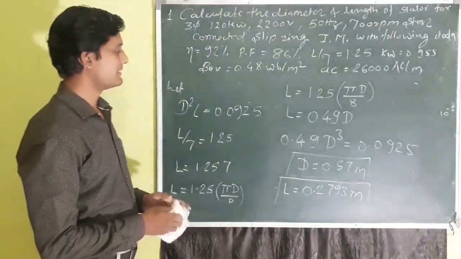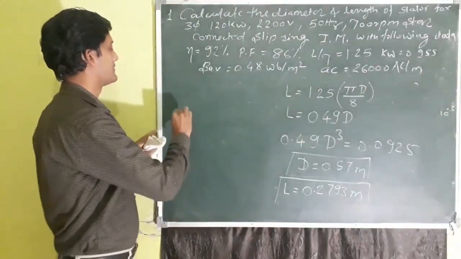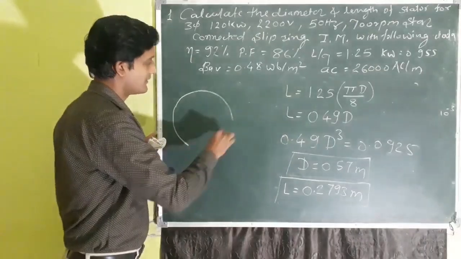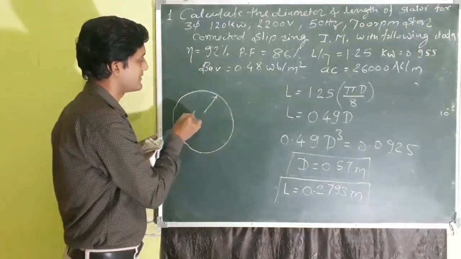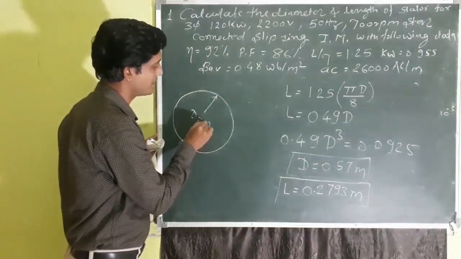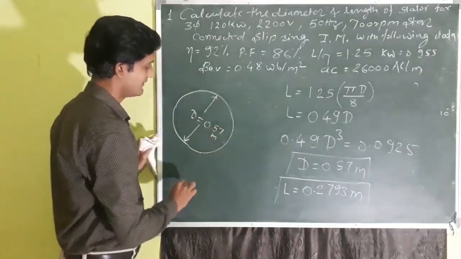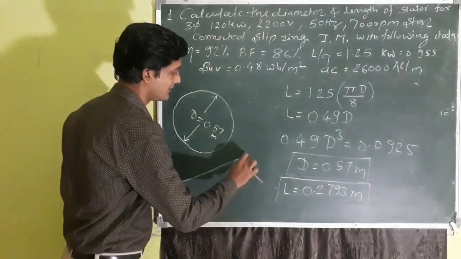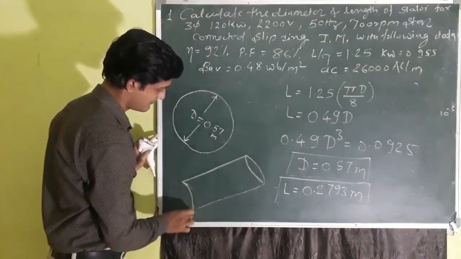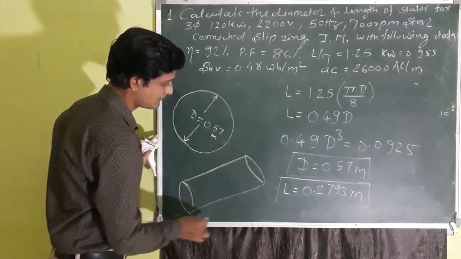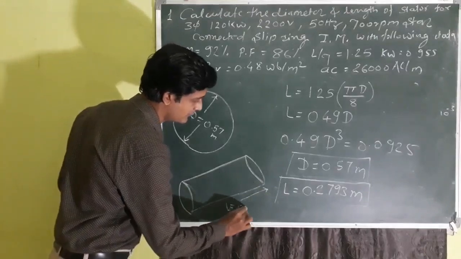Okay, so it may be understood with the help of a diagram. So this is the inner diameter of the stator. D is equal to 0.57 meter, and the axial length is 0.279.